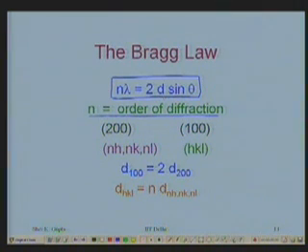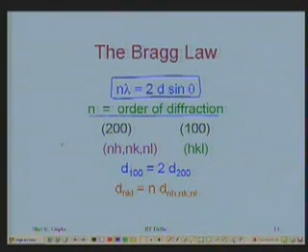Now, to understand this order of diffraction, which is an integer, and the path difference between the diffracted rays which are coming from two consecutive planes differ by that, you know, their paths. They have traveled by that much distance.